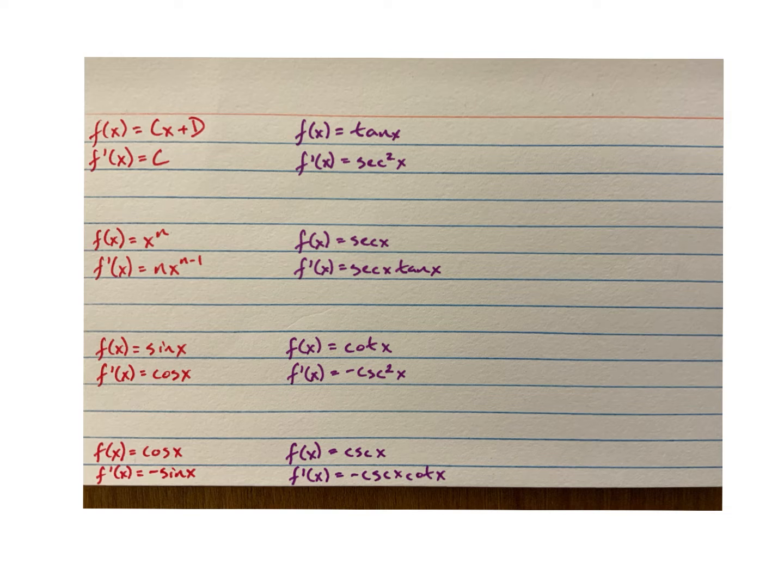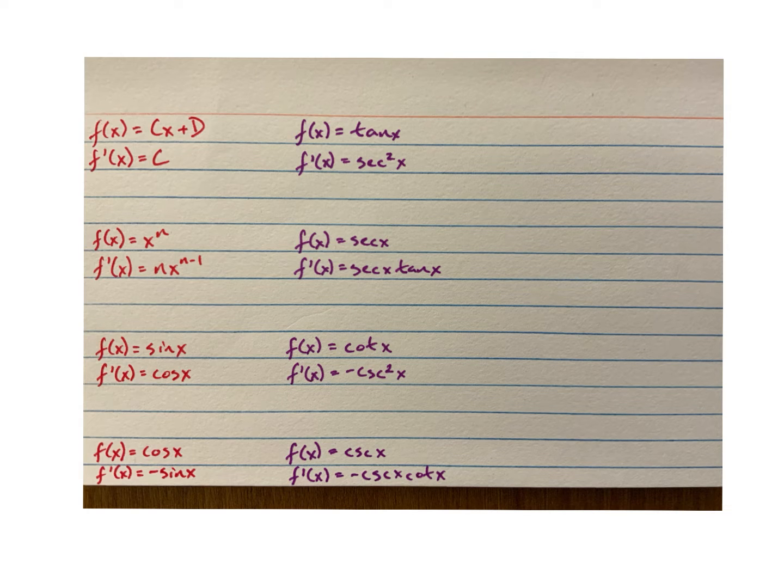The derivative of tangent is secant squared. The derivative of secant is secant x tan x. The derivative of cotangent is negative cosecant squared. The derivative of cosecant is actually negative cosecant cotangent. Does anybody notice any patterns?